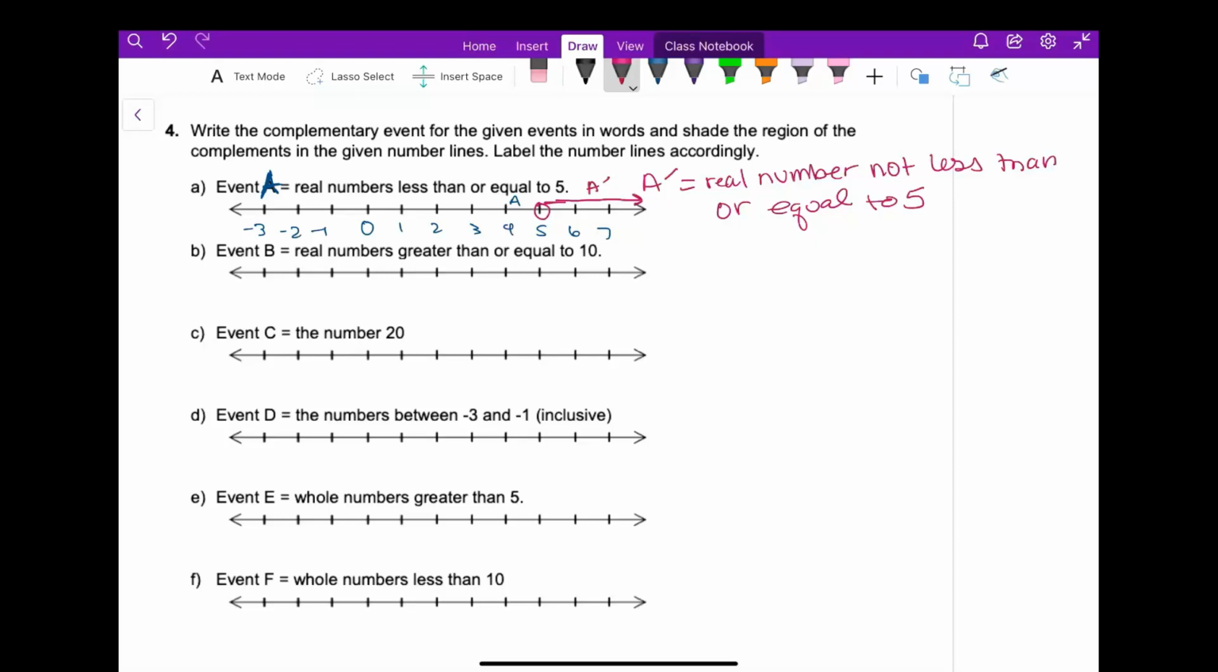Let's try B. Event B, real numbers greater than or equal to 10. So B complement will be real numbers not greater than or equal to 10.